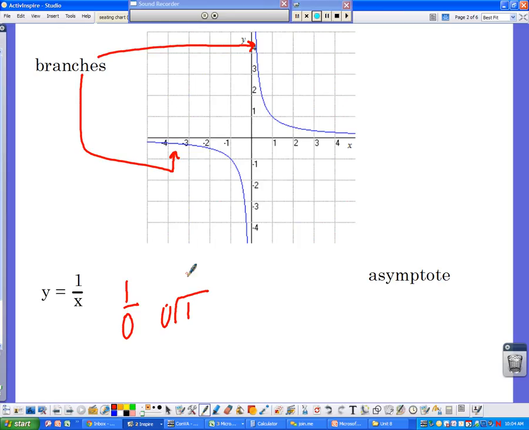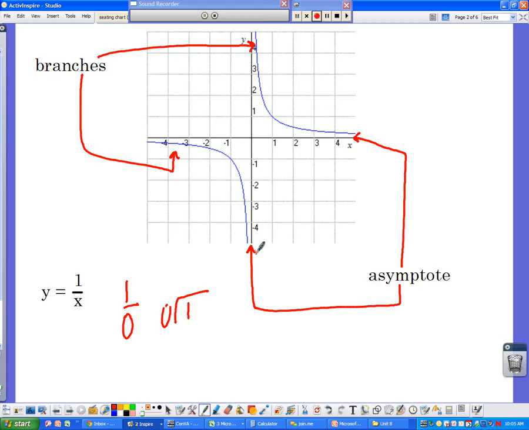So that's why these graphs are called hyperbolas. They approach that 0 and then they kind of turn and go in the other direction. That's because we have two lines, and on this one they just happen to be the axes. That's not always the case; those will switch around. Those are called asymptotes. An asymptote is a line that the graph will approach, but it will never touch.